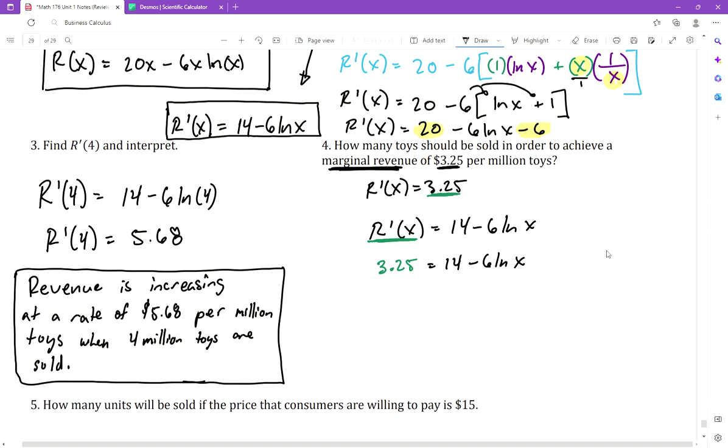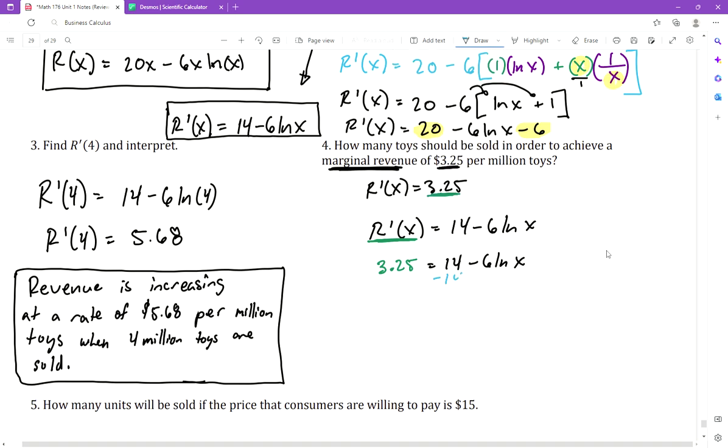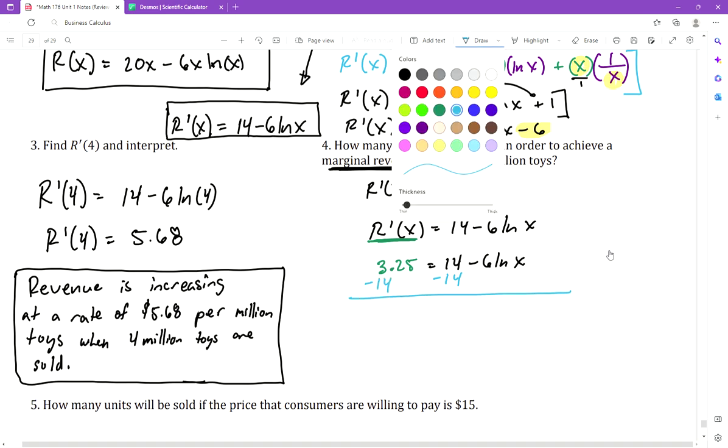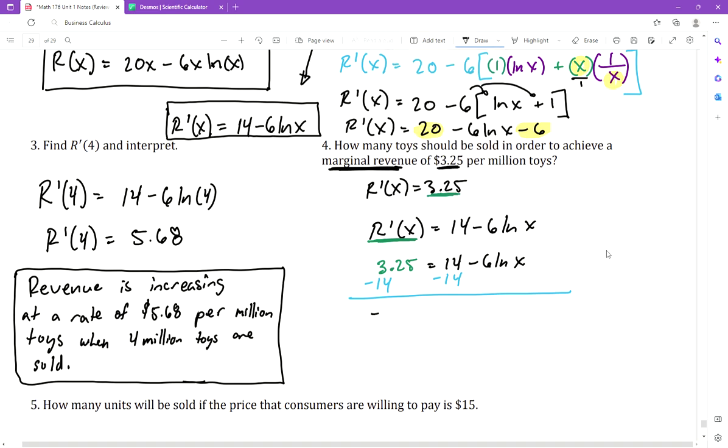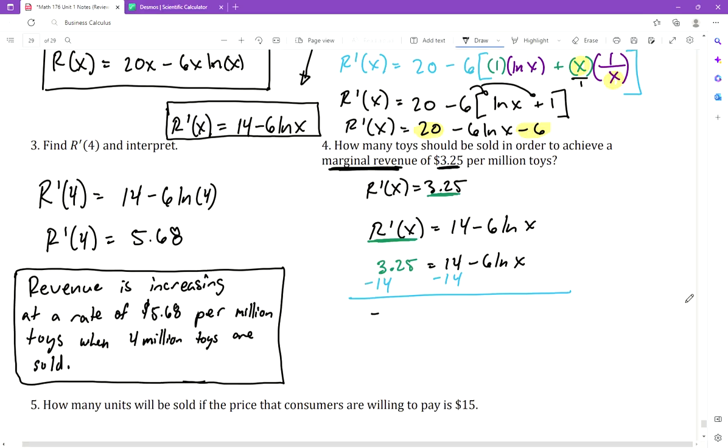All right, so to solve for x, we need to get the natural log function by itself first. So our very first step will be to subtract by 14. Okay, so minus 14, and we'll have, okay, so this is negative, I don't know if I can do that in my head. I can make a guess, 11.75. Let's double check those. So 3.25 minus 14, 10.75. I was off $1. Okay, so negative 10.75 equals negative 6 ln of x.